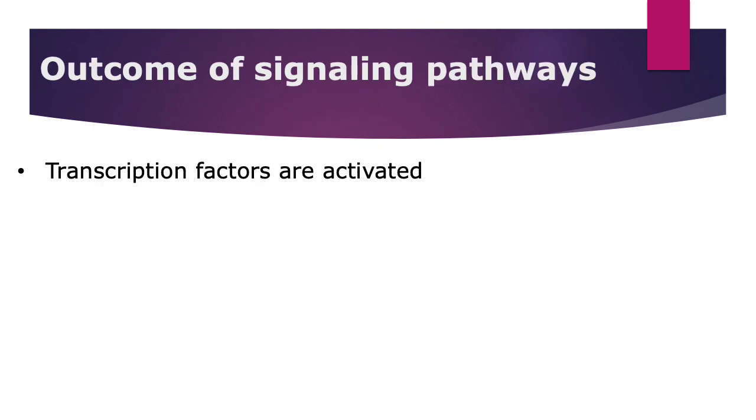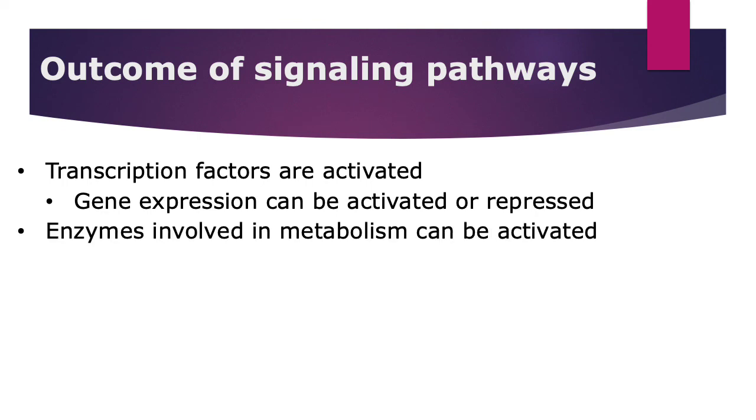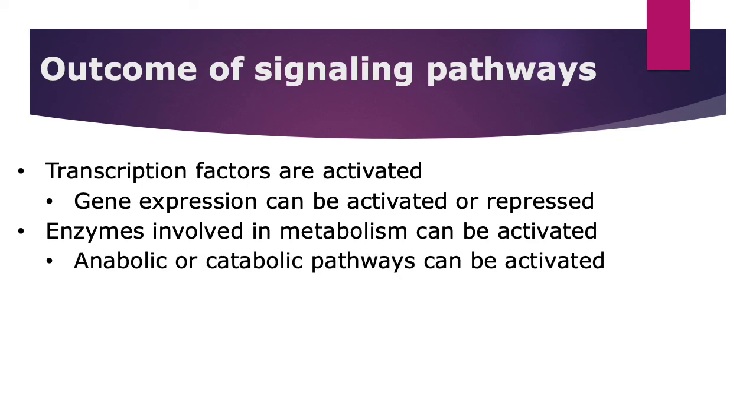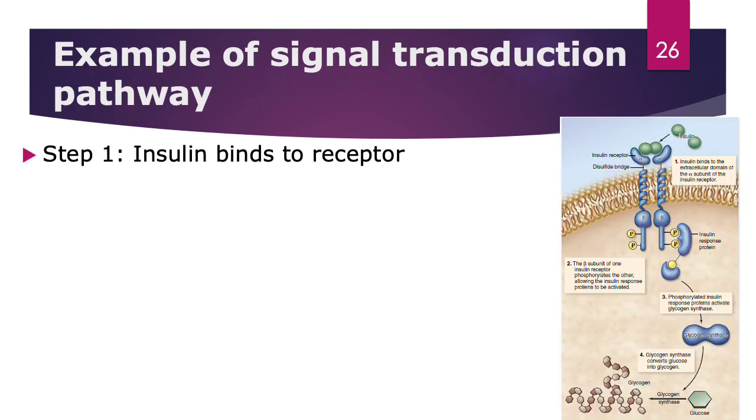Signaling pathways are activated so that the cell is able to respond to the environment. The outcomes of signaling pathways include the activation of transcription factors that in turn can start activating or repressing certain genes, and thus gene expression is regulated by signaling pathways. Signaling pathways can also activate certain enzymes that are involved in metabolism, and that way anabolic and catabolic pathways can be regulated by signaling pathways. The cytoskeleton can also undergo rearrangement when signaling pathways are activated, and thus cell shape or motility is regulated by signaling pathways. We're now going to look at an example of a signal transduction pathway.